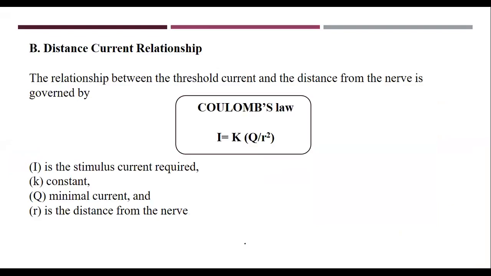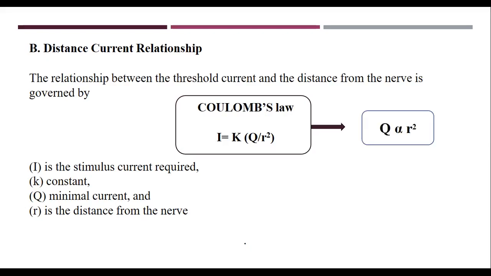Coming on to the distance current relationship, the relationship between the threshold current and the distance from the nerve is governed by Coulomb's law. It is like I equals K into Q by R squared, where I is the stimulus current required and K is a constant. Q is the minimal current and R is the distance from the nerve.